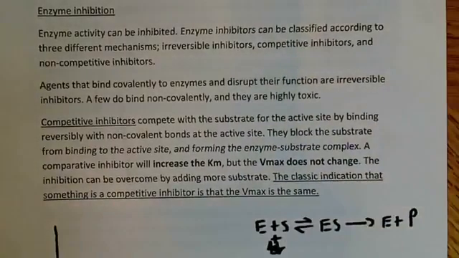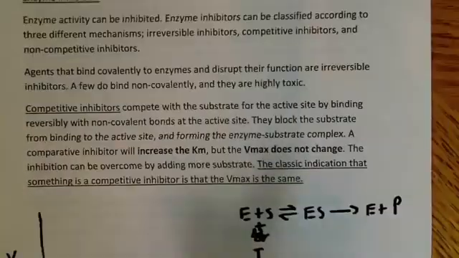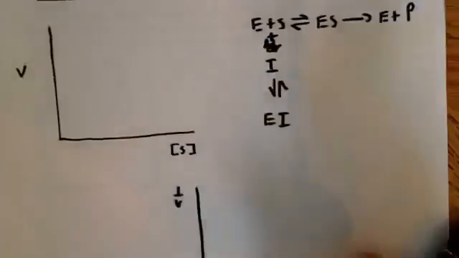So if I keep adding enough substrate, I'll wind up at the same maximum velocity. And that's exactly what I'm going to say here. The inhibition can be overcome by adding more substrate. The classic indication that something is a competitive inhibitor is that the Vmax is the same. So if I see these, that's what we're going to do. We're going to look at the graphs here. I'm going to draw the graphs.